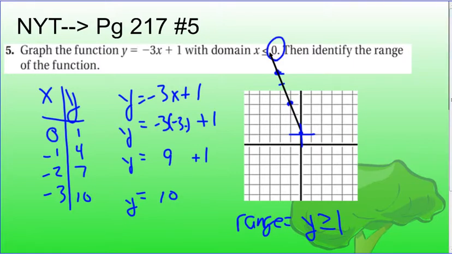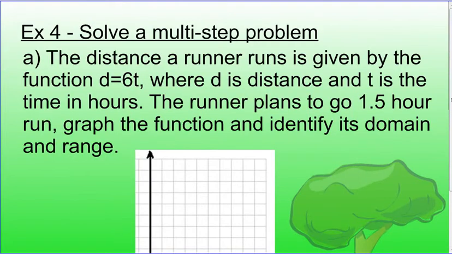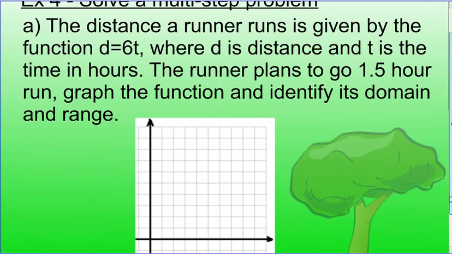Now, the last thing in this problem is just kind of an application, multi-step problem. It says here, the distance a runner runs is given by the function d equals 6t, where d is the distance and t is the time in hours. Okay. The runner plans to go on a 1.5 hour run, so we can add some words in there, on a 1.5 hour run.